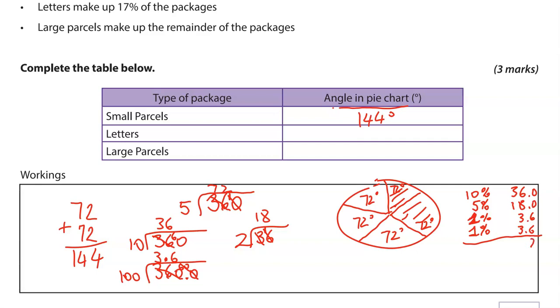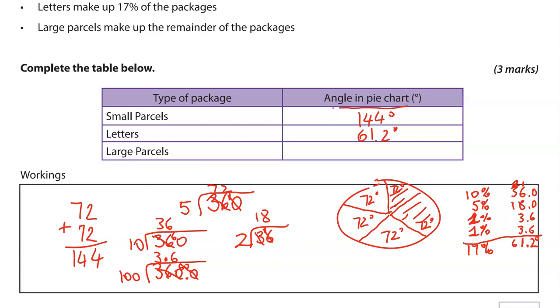6 and 6, that is 12. So 2 down and 1 carried over. 6 and 8 is 14. And the 3 is 17. And the 3 is 20. And the 1 we carried over, 21. So 1 down and 2 carried over. 2 and 3 is 5 and the 1 is 6. So 61.2. So 61.2, that represents 17%. So 61.2 degrees represent letters.